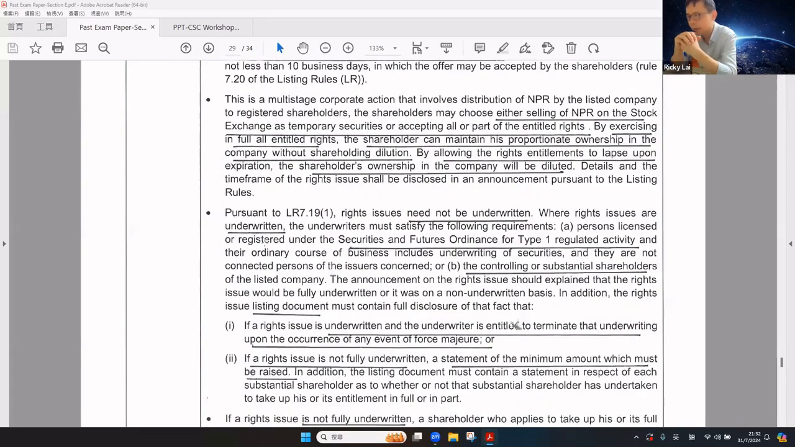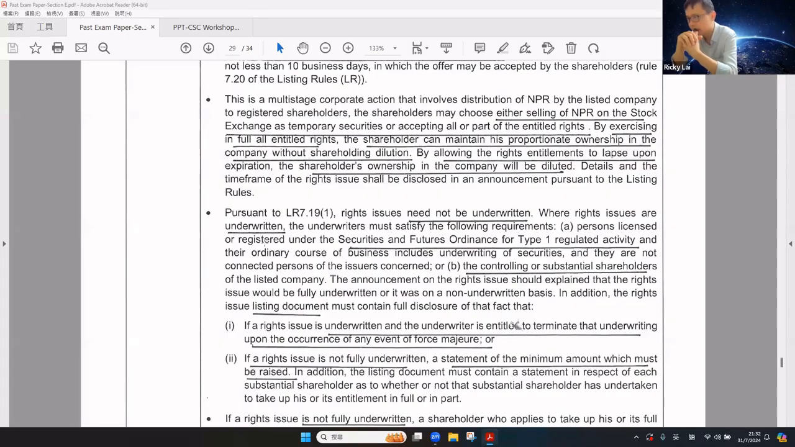The listing rule requires that the rights issue need not be underwritten. Where the rights issue is underwritten, the underwriter must specify the following requirements, including that the person is licensed or registered under the SFO for Type 1 regulated activity, their ordinary course of business includes underwriting securities, and they are not a connected person. Or, which is more common, the controlling or substantial shareholders.